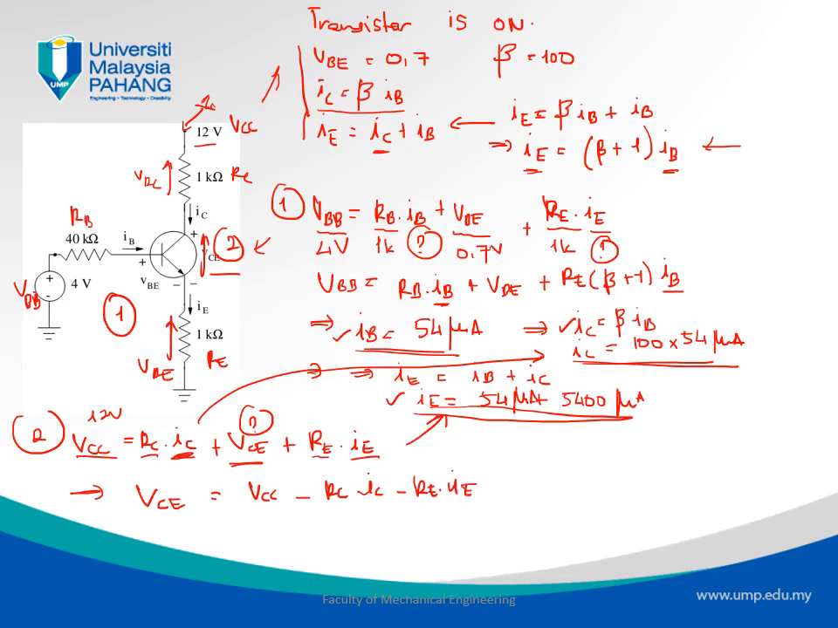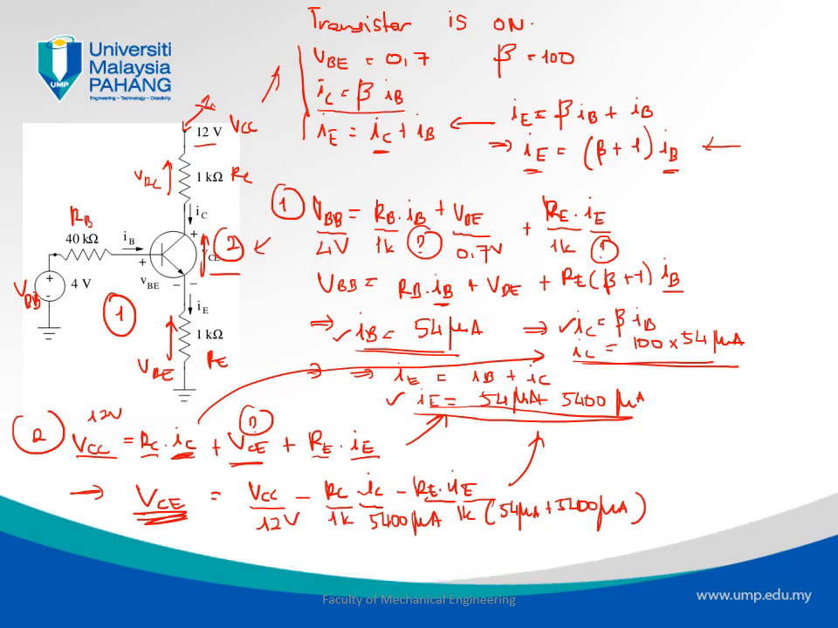So I'll let you replace the value. VCC is 12 volts, RC is 1 kilo ohm, IC is the value that I found previously, so it's 5400 microamps, RE is also 1 kilo, and IE is this value, 54 microamps plus 5400 microamps. So if we do the calculation, then we'll find VCE. So that's all what you need to do.